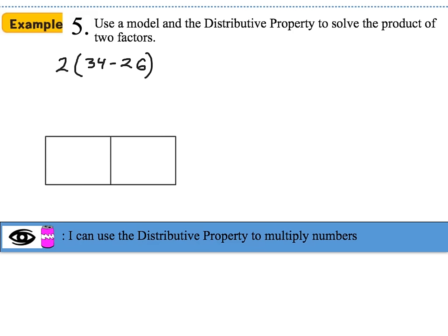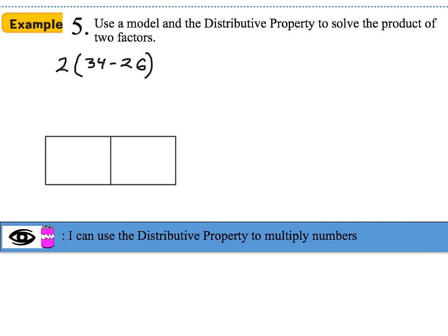Example 5 says use the model and the distributive property to solve the product of 2 factors. I know that this is the product of 2 factors because when the 2 is standing next to the parentheses, that means multiply or means product. So we're going to multiply with the 2 factors on the inside of the parentheses. 34 is a factor and 26 is a factor.